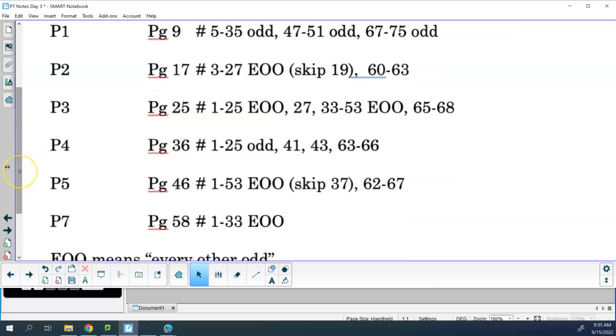Okay, EOO means every other odd kind of a deal. So all of these, sorry if I walk through your picture. I'll get out of the way.